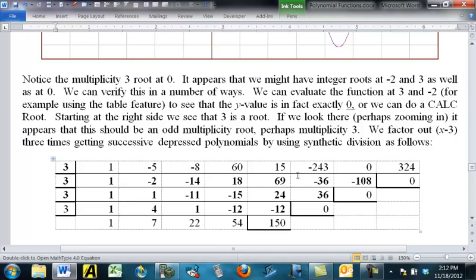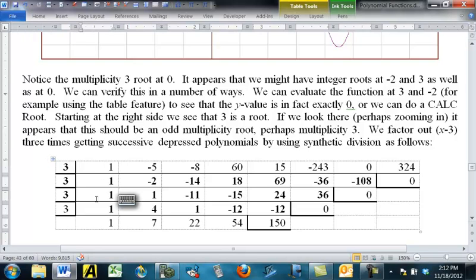3 times 69 plus negative 243 is negative 36. Negative 36 times 3 plus 0 is negative 108. Negative 108 times 3 plus 324 is 0. So now your depressed polynomial is this right here.